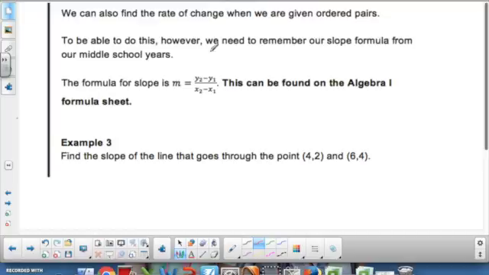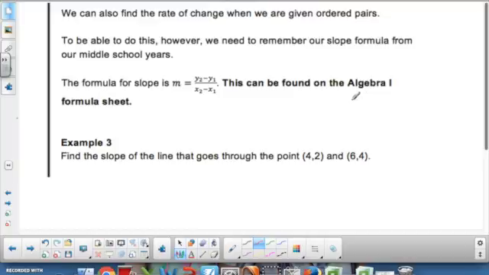Okay, so you can also find the slope or the rate of change when you're just given ordered pairs. But to do this, you need to use the slope formula. You should have seen this before in middle school. It can also be found on your formula sheet. These are attached to your mastery check desks, and you can also get a copy from us to keep in your notes if you'd like it.